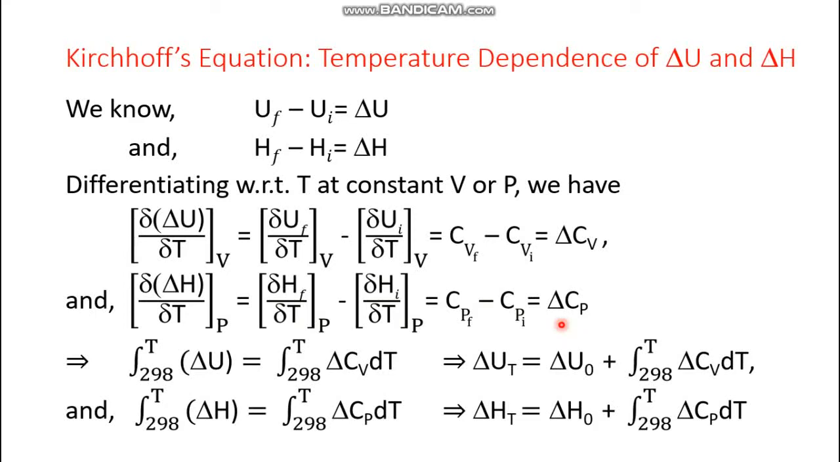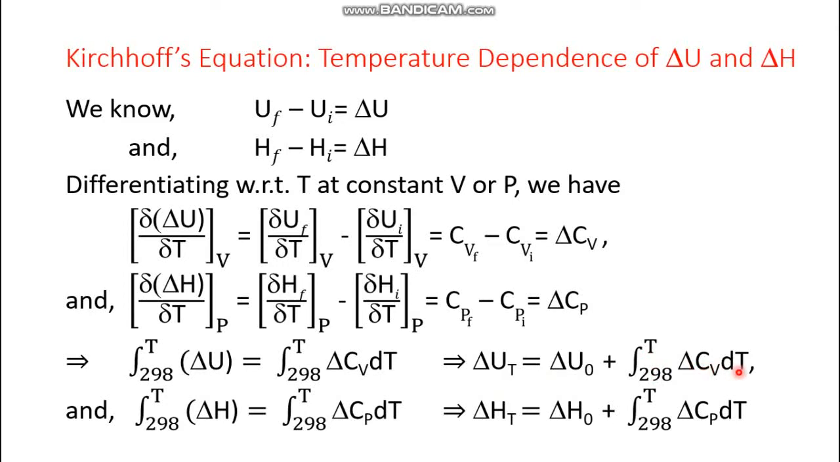Now if the initial state is STP and the final state is any temperature T, in that case you can write the integration from 298 to T of d(delta U) equals the integration from 298 to T of delta Cv into dt. This gives delta U at any temperature T equals delta U0, that means standard delta U, plus the integration from 298 to T of delta Cv dt.